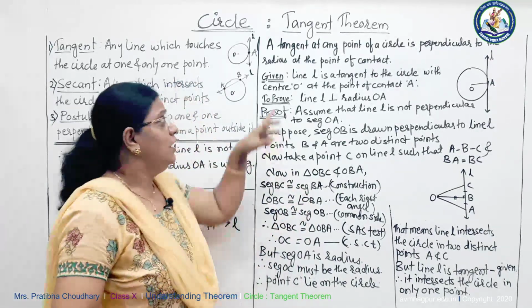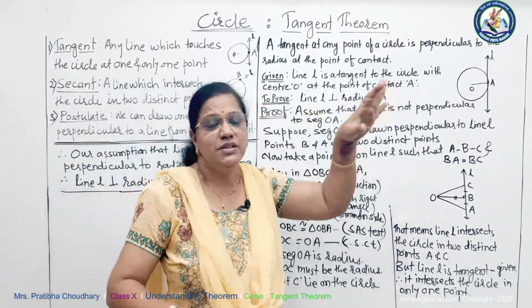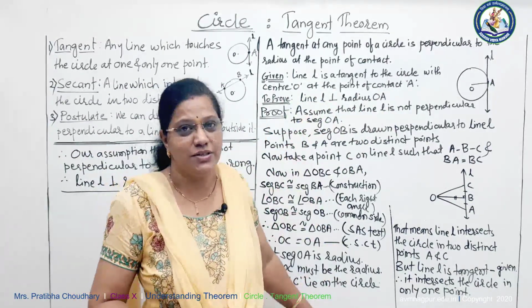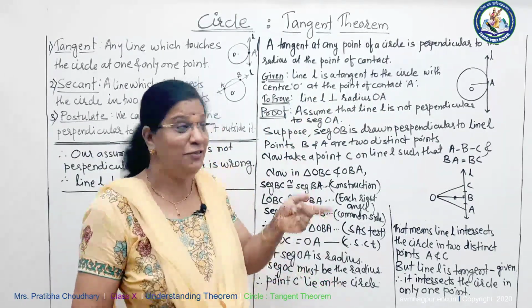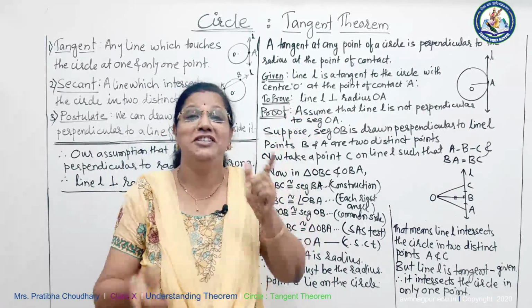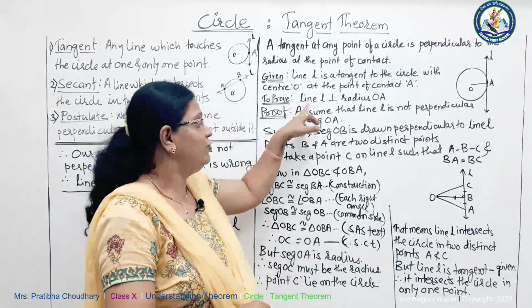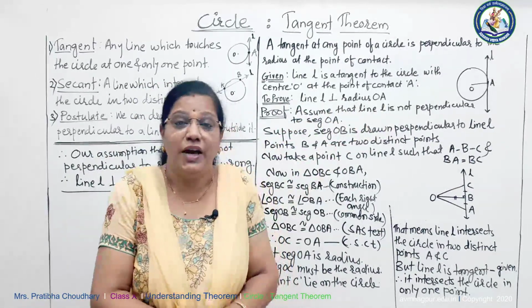Now here, whatever is given, we will use that given in the last. First we concentrate on what we need to prove, otherwise every time we concentrate on the given thing. So we have to concentrate on what we have to prove.